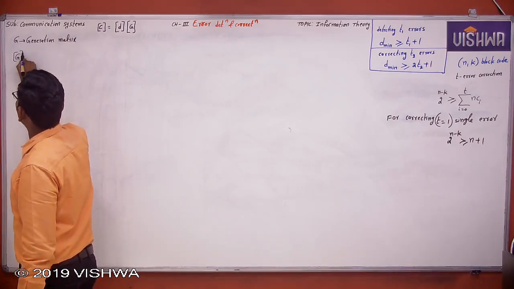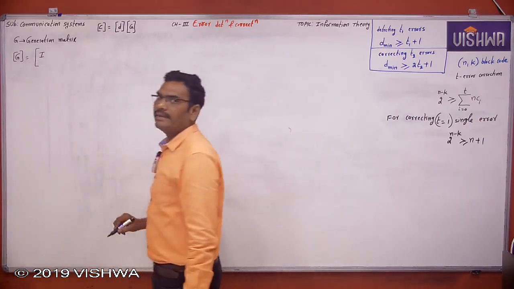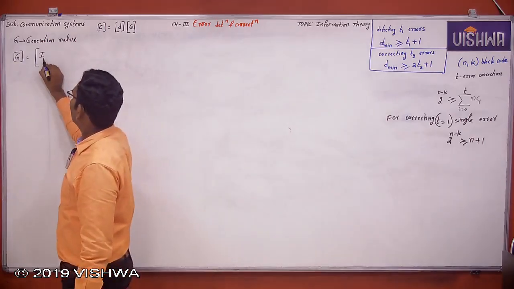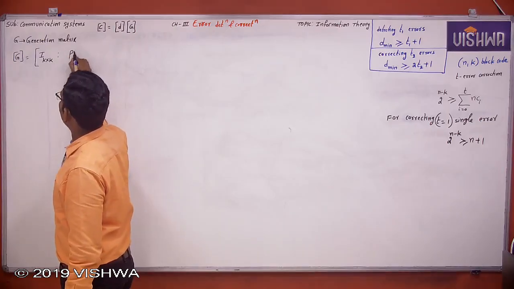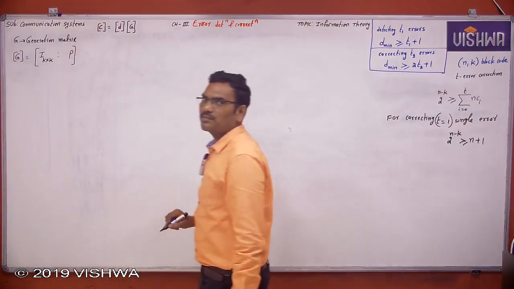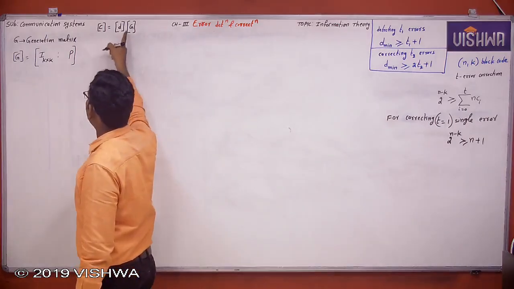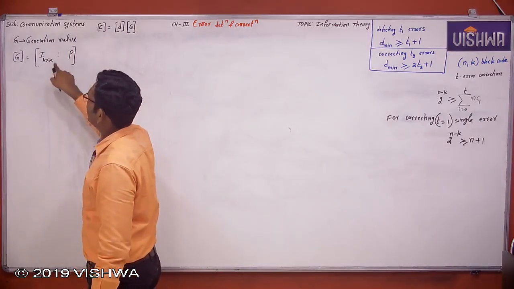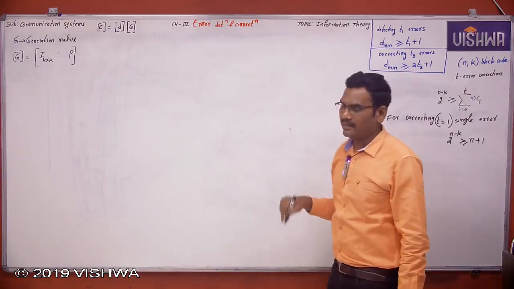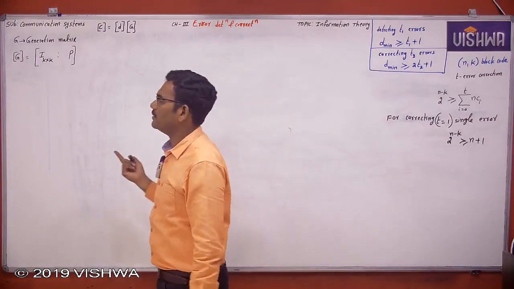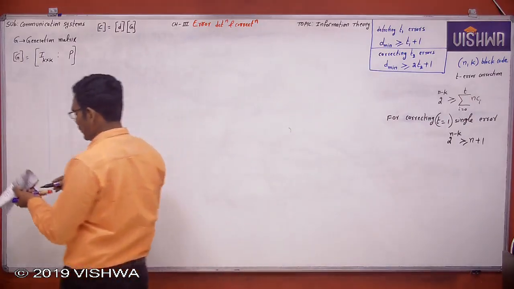Now there are two parts in the generator matrix. The first part is the identity matrix, whose order is k by k. And the second part is the parity. First part is identity matrix, second part is parity. This is the generator matrix. The code is equal to the data bit matrix multiplied with the generator matrix. The first part of the generator matrix is the identity matrix, whose order is the data bit length: 3 by 3, or 4 by 4, like this.